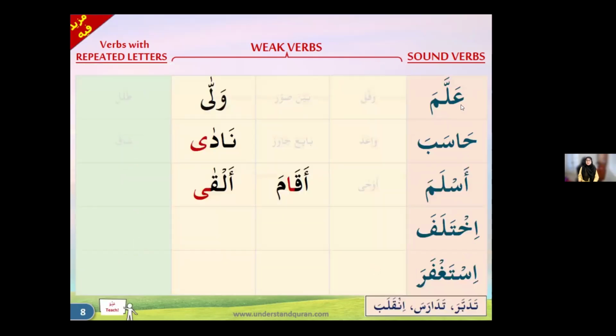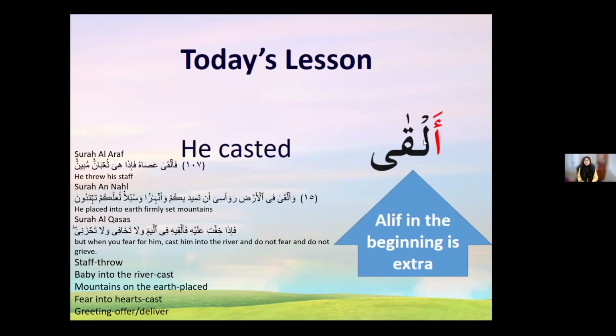Now the mazid fi words. We have finished allama, hasaba, aslama, ikhtalafa, istaghfara, tadabbara, tadarasa, inqalaba. Then we finished walla, nada, aqama, and today we are going to do alqa. This is a weak mazid fi verb, because the last letter is ya, and that's a weak letter. So alqa is also a weak verb. This ya is the weak letter, not the hamza at the front. Alhamdulillah, we did our quick revision. So let's see alqa.